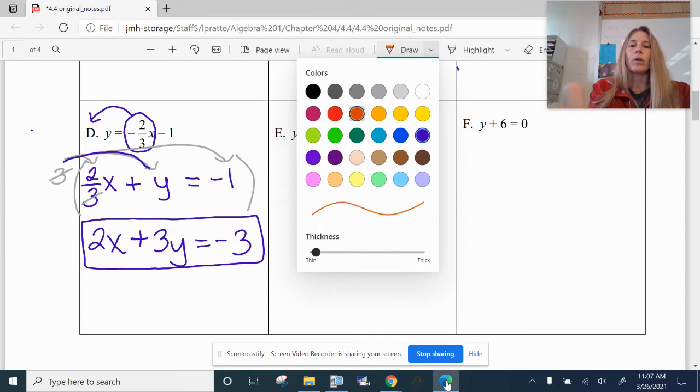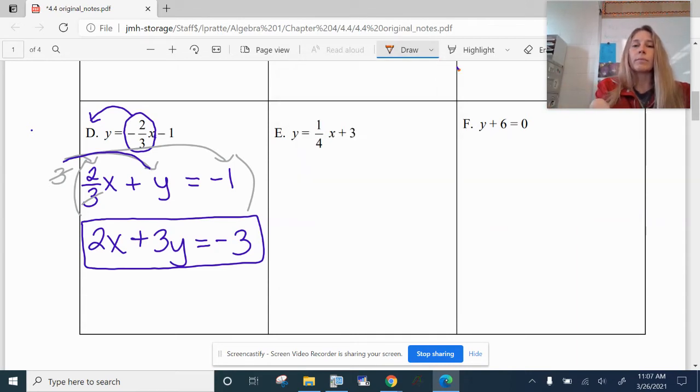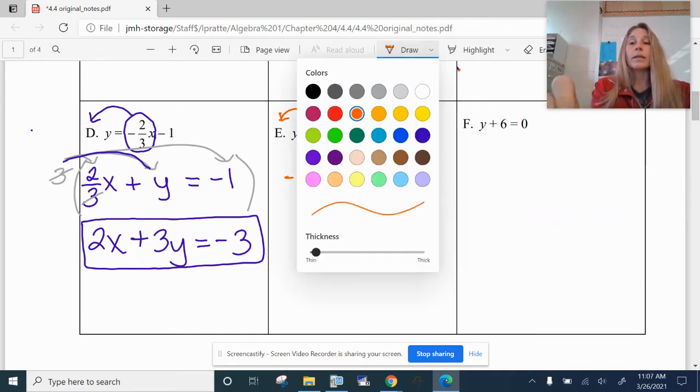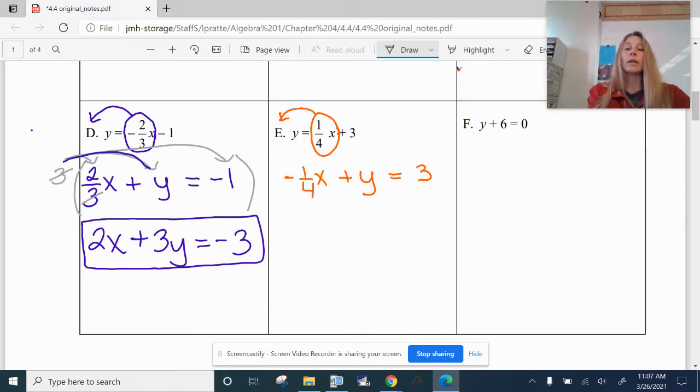All right, now we take a look at example E. Same setup here. We have to move this x term over to the left. So that will make this negative 1/4 x plus y equals 3. Now in this case, not only do I not like the negative, but I also need to get rid of the fraction. So I have two things this time that I don't really like here that I need to change.